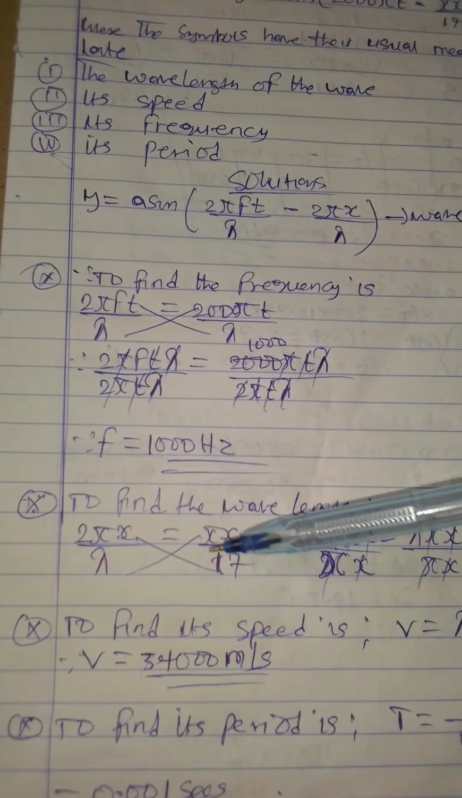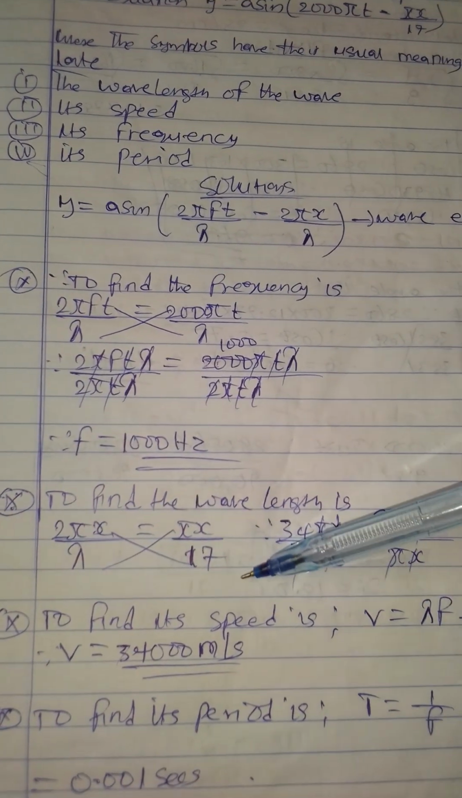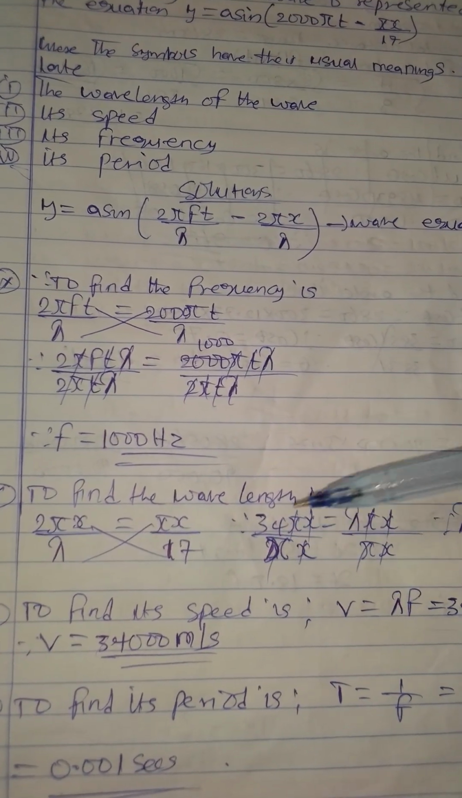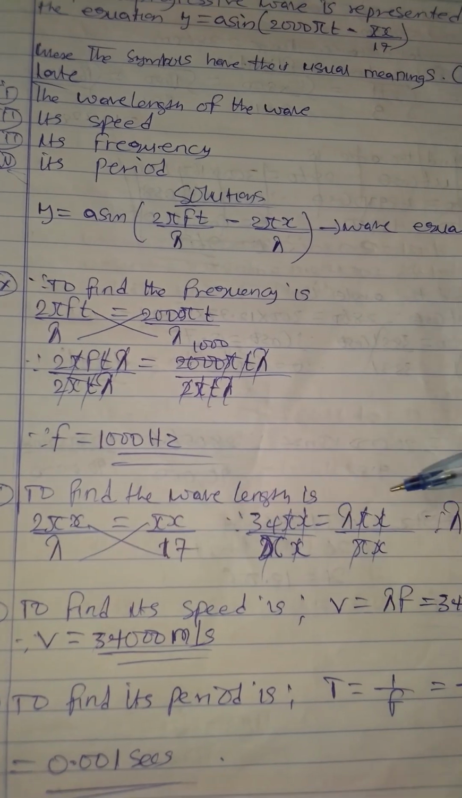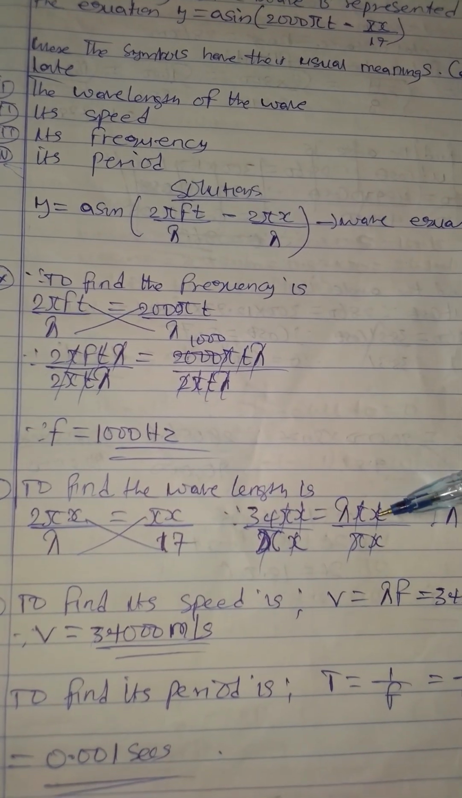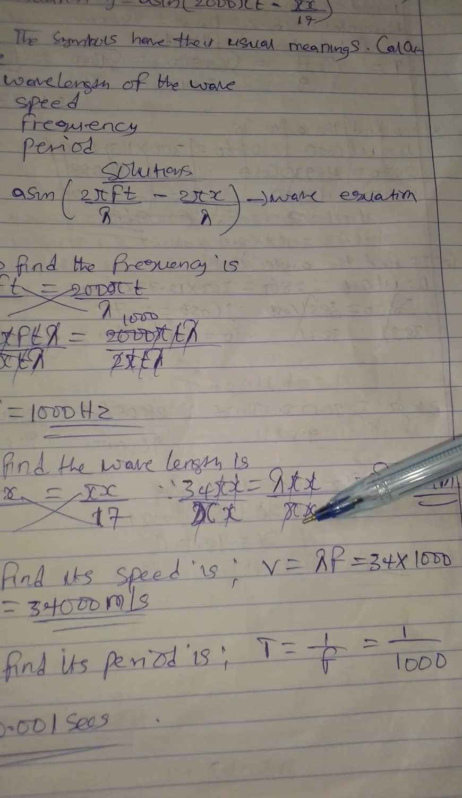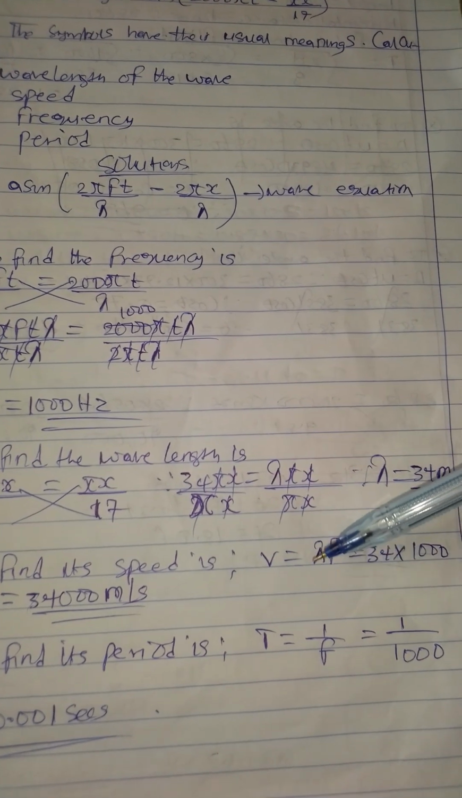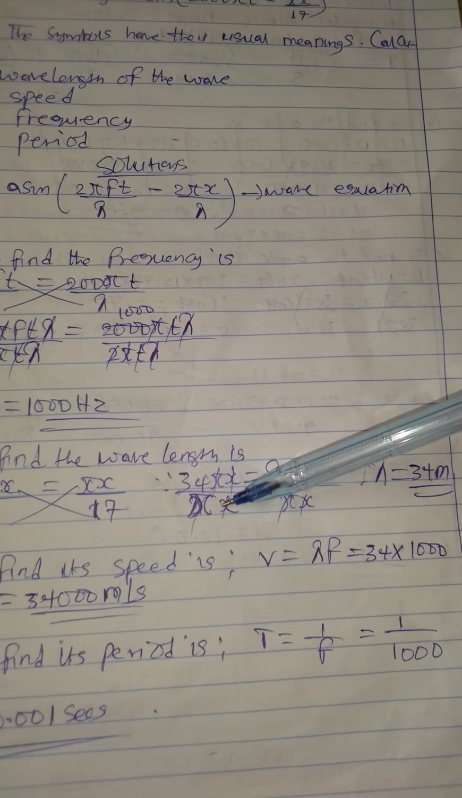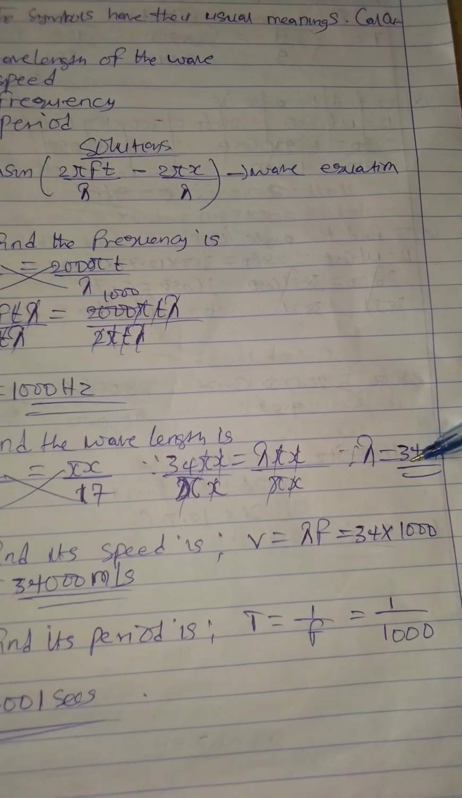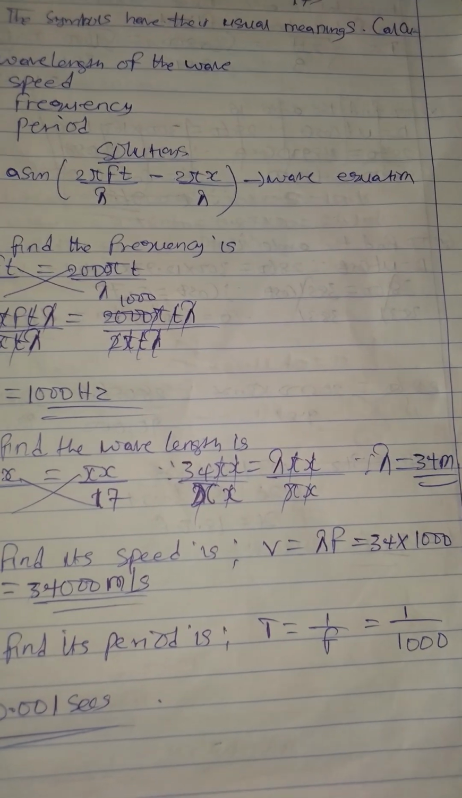And therefore, what do you do? You cross multiply this. That becomes 2πx times 17, which gives 34πx, is equal to πx times λ, which gives λπx. And therefore, what do you do? Divide by the coefficient of λ, all over πx, all over πx. So if you cancel out, that remains λ. λ is equal to 34 meters. Therefore, λ is 34 meters.